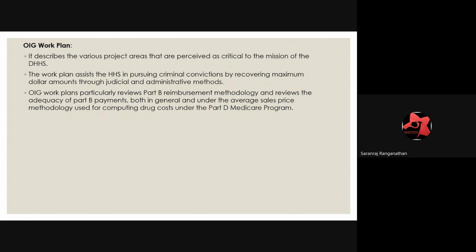Then the OIG work plan. It describes the various project areas that are perceived as critical to the mission of the HHS. Then the work plan assists the HHS in pursuing criminal convictions by recovering the maximum dollar amounts through judicial and administrative methods. The OIG work plan particularly reviews Part B reimbursement methodology and reviews the adequacy of Part B payments, both in general and under the average sales price methodology used for computing drug cost under the Part D Medicare program.